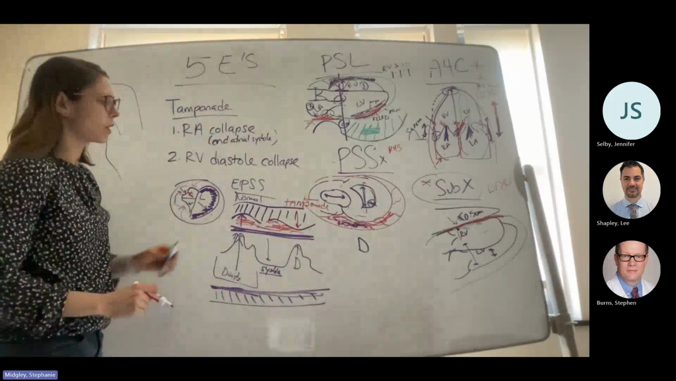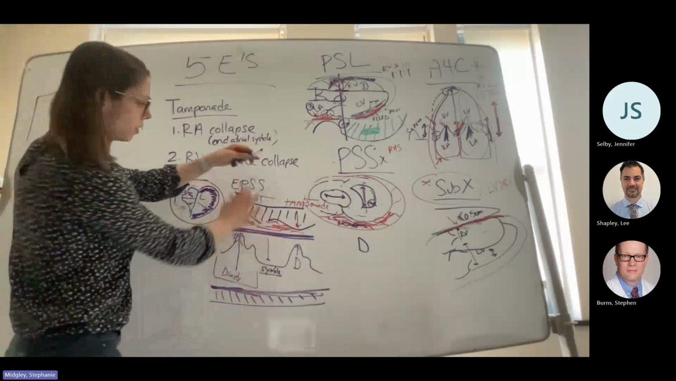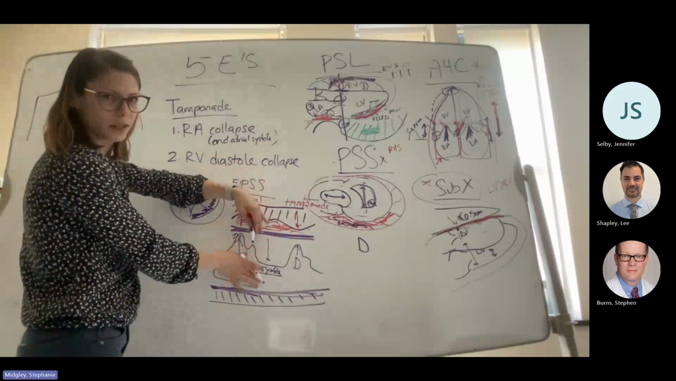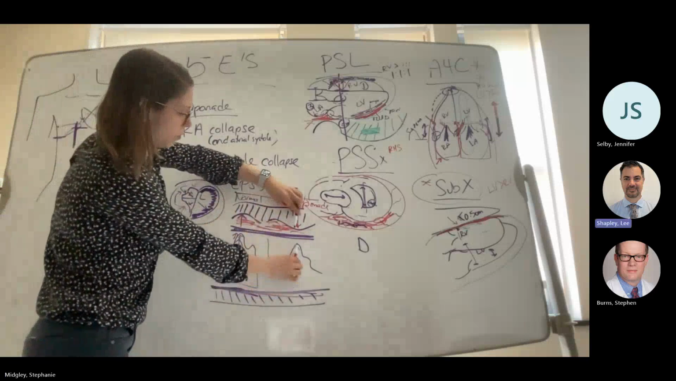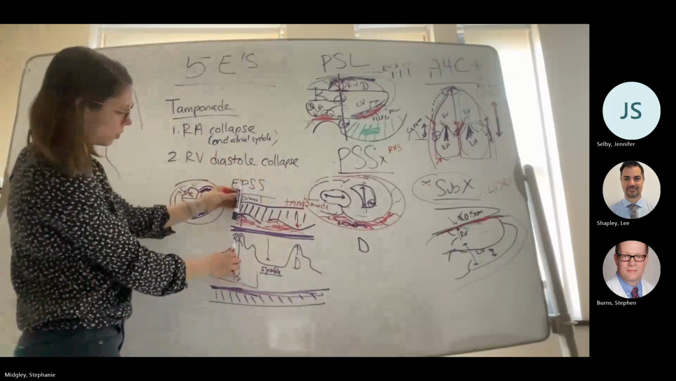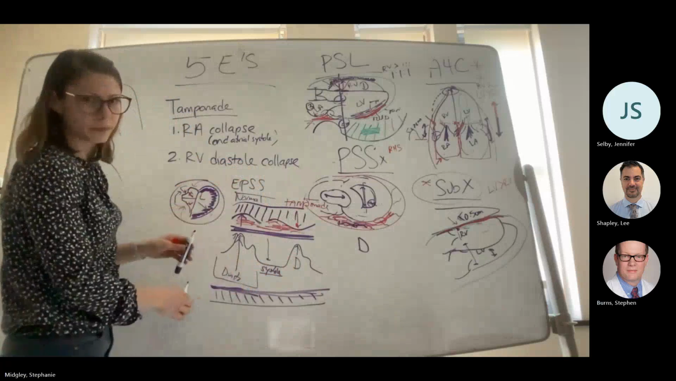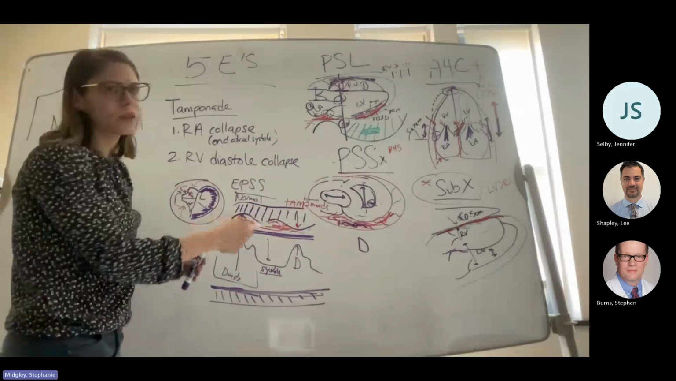It makes sense when I explain it, but if you look at it, you're like, what? Did you guys get it? Yeah, that makes sense. Move towards each other, tamponade. Move same direction, normal.